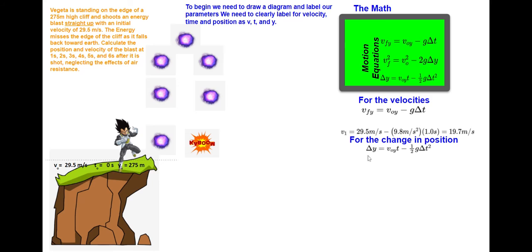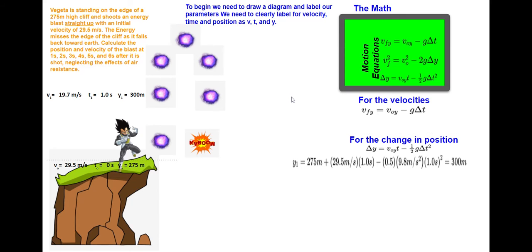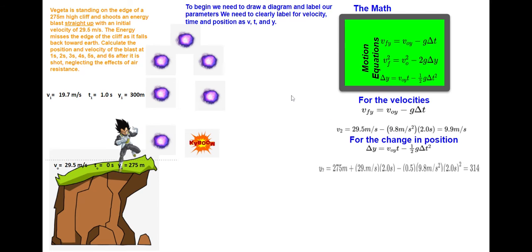And then for change in position, we're going to use this formula right here, or the kinematic equation for free fall, to find the change in position. And then we're going to get 300 meters for the first change in position after 1 second. Then we're going to do it again using the same equation to find the velocity at 2 seconds and the position at 2 seconds.